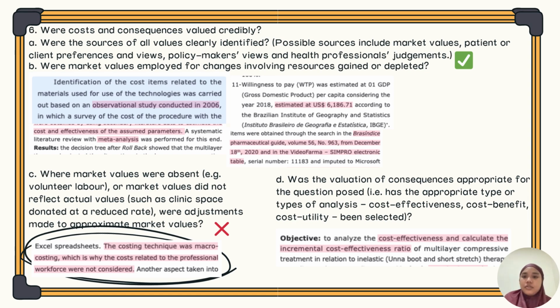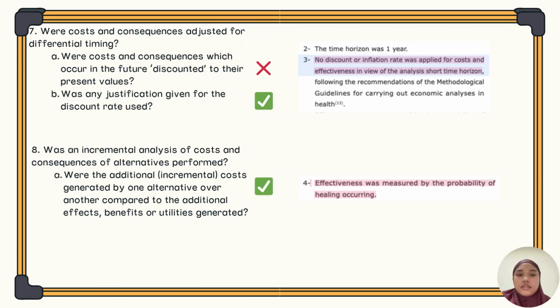Point C is no, the study explicitly states that the costing technique was macro costing, which is why the costs related to the professional workforce were not considered. Point D is yes, the study aimed to analyze the cost effectiveness and calculate the ICER. Number 7.A is no. No discount or inflation rate was applied for cost and effectiveness in view of the short-term horizon of the analysis. And point B is yes, justification for not using a discount rate.